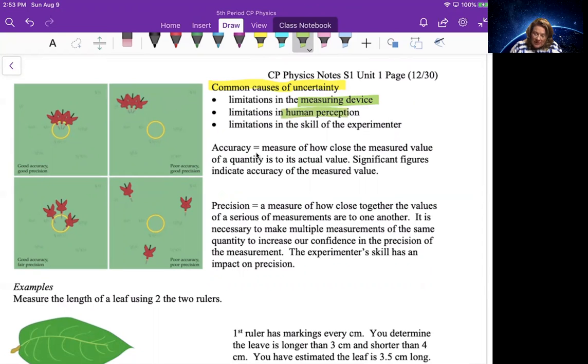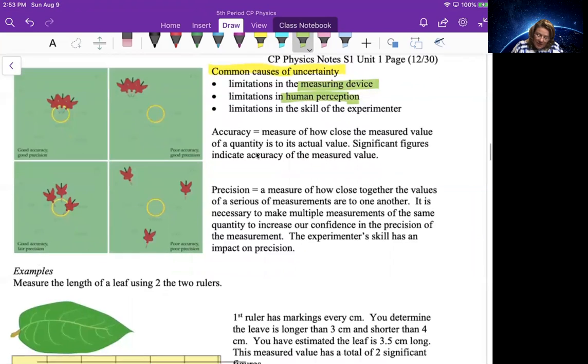Limitations in human perception. What does that mean? So your ability to actually see the car cross the finish line and hit the stop sign, or your ability to actually time how long it takes for the ball to hit the ground and coordinate your finger hitting the stopwatch at the exact time that the ball hit the ground. Those are human perceptions, okay?